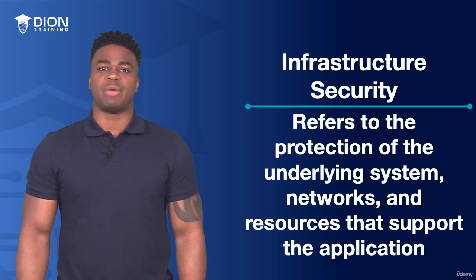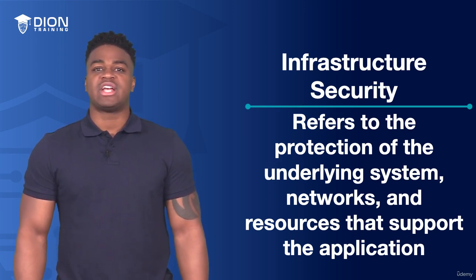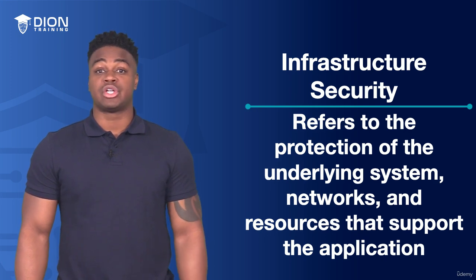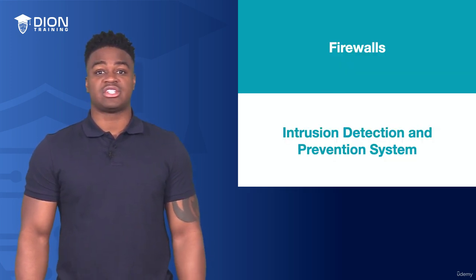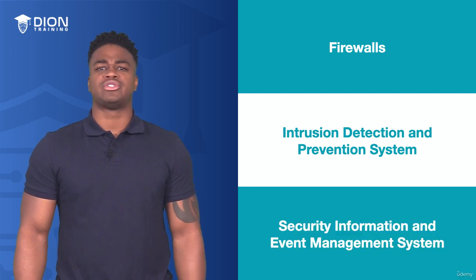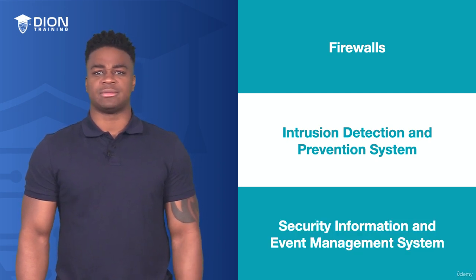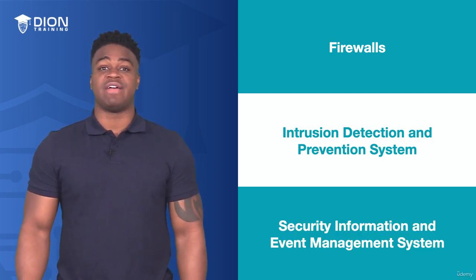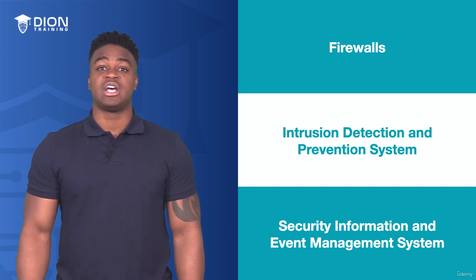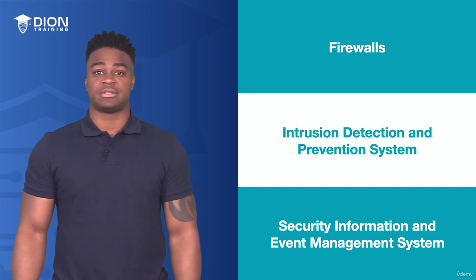Infrastructure security, on the other hand, refers to the protection of the underlying systems, networks, and resources that support the applications. Infrastructure security involves the use of security controls such as firewalls, intrusion detection and prevention systems, and also security information and event management systems. Now, these help to protect infrastructure from potential security threats such as malware or denial of service attacks.